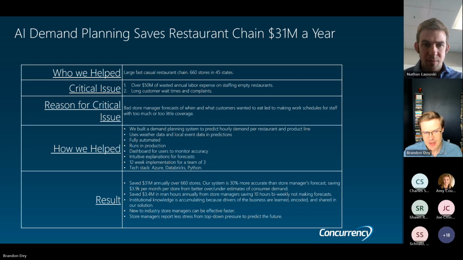That was great. It saved them a bunch of money, basically because the error between the machine forecast and the store manager forecasts was favorable to the machine, and so saved quite a bit of money.